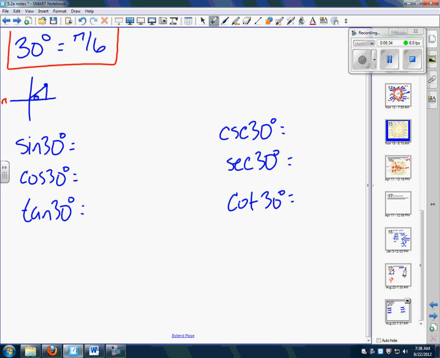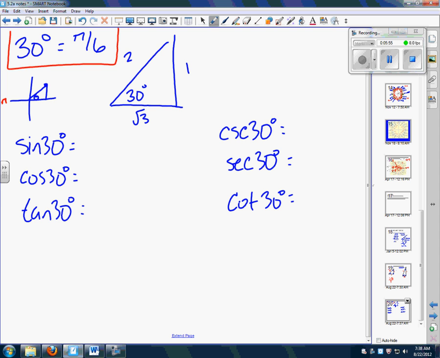Okay, so 30 degrees is going to be in quadrant 1. So we're going to draw a little picture like that, and then we're going to blow it up. So this is what we're looking for. Here's 30 degrees. We have special values now: 1, 2, square root of 3. From this triangle, you can fill in all 6 trig functions.